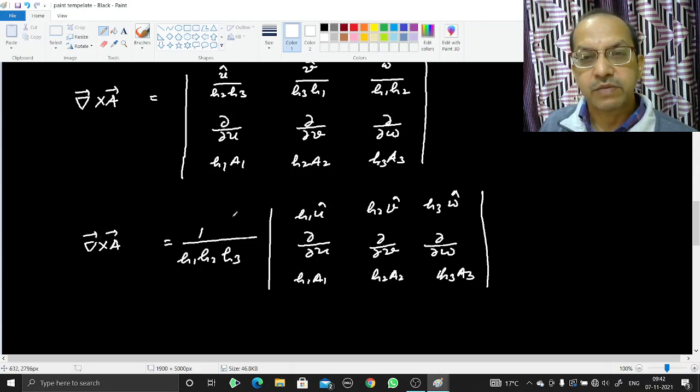So we have written the expression for gradient, divergence and curl in the curvilinear coordinate system. If we put h1 equal to 1, h2 equal to 1 and h3 equal to 1, we will arrive at the Cartesian coordinate system.